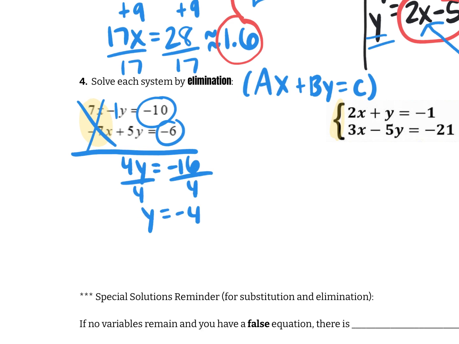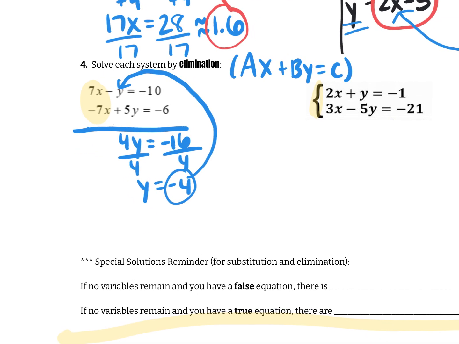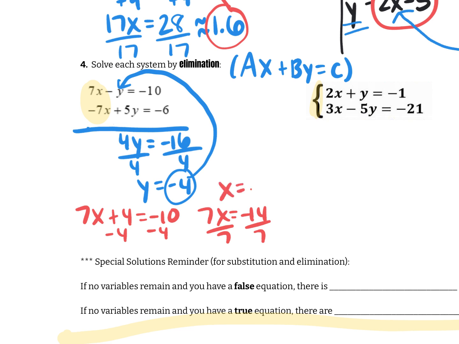Now we want to figure out what x is. So to figure out what x is, you have to take that y value and plug it into either equation, whatever equation looks easier to you. I'm going to use the first equation, but whatever you want to do is fine. So plug that in there. So I have 7x minus y, but y is negative, so it'd be minus negative 4, so it'd be plus 4. Solve that. You get 7x equals negative 14. Divide by 7. You get x equals negative 2.